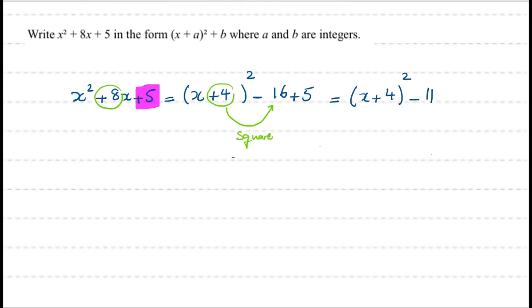In this case, the value of a is positive and the value of b is negative.